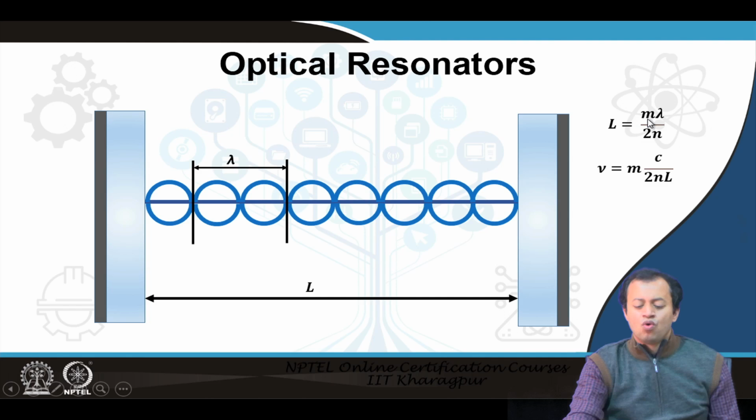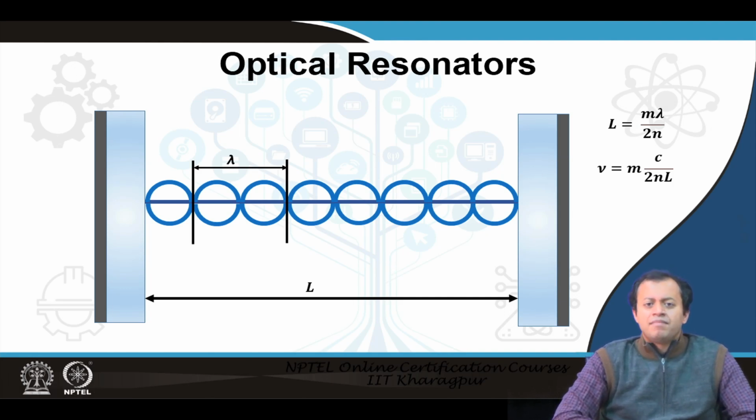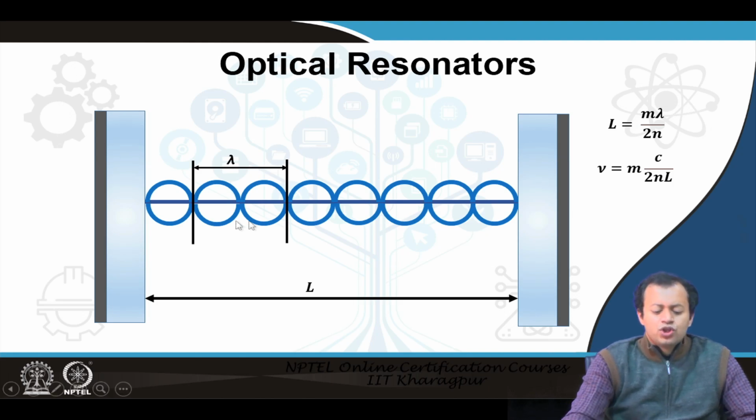M is the mode 0, 1, 2, 3, 4, and n is the refractive index. If m is 1 and n is 1, this becomes lambda by 2. So L stands for lambda by 2. Very easy. Any normal physics textbook will do that. Only those waves will survive whose energy allows them to constructively interfere with one another, right? A specific type of photon.